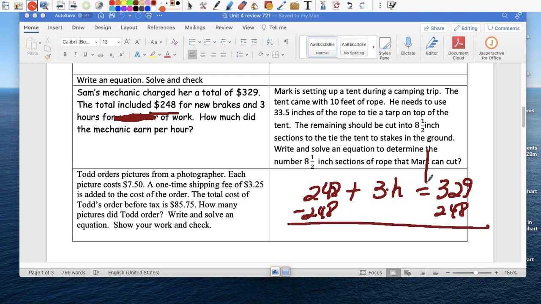$248 for brakes. So again, if you want to make that a wall, river, whatever you want to call it, that's okay. Plus 3h. So the mechanic charges $329. Let's subtract the brakes. So $81. And he worked for 3 hours, which means that per hour he charged you $27. And that's the answer to the question.